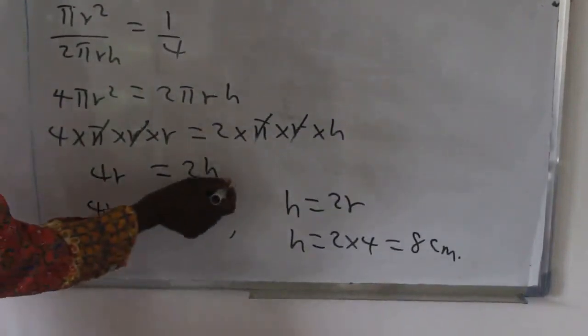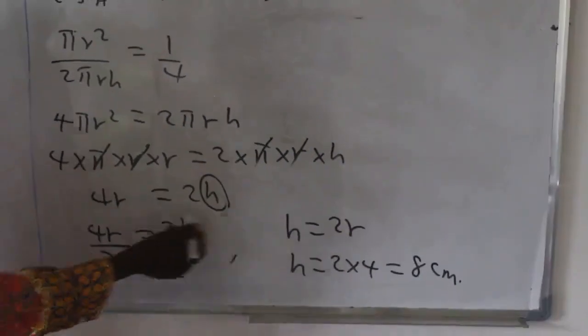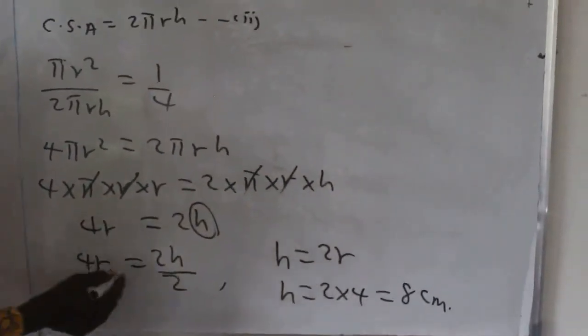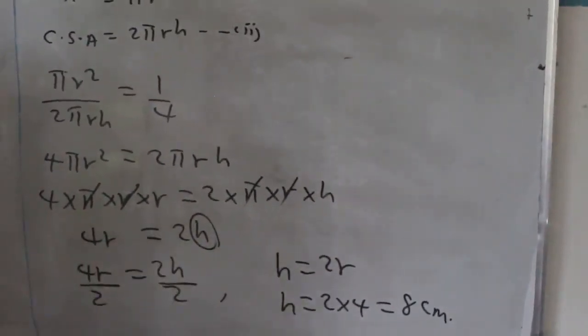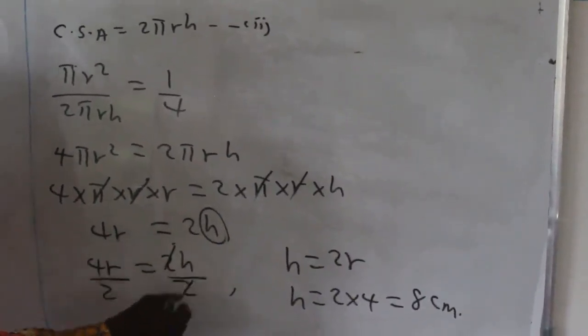Then your interest is on h. You have to make h subject of the formula. So you divide by 2. 4r over 2 equals 2h over 2. 2 cancels 2.